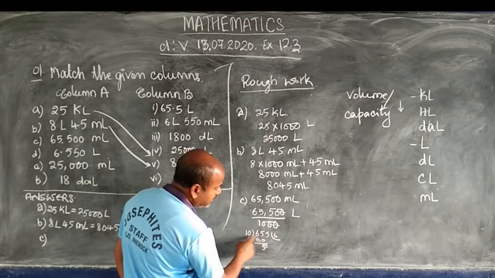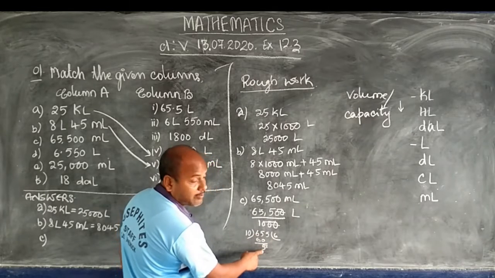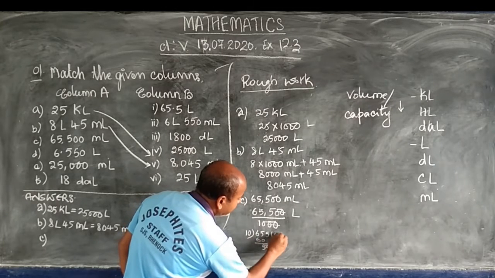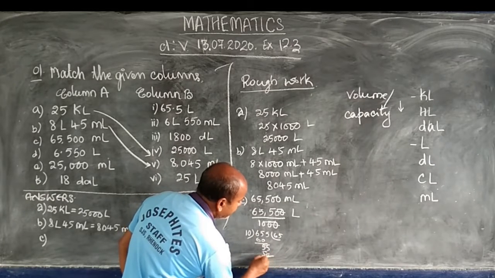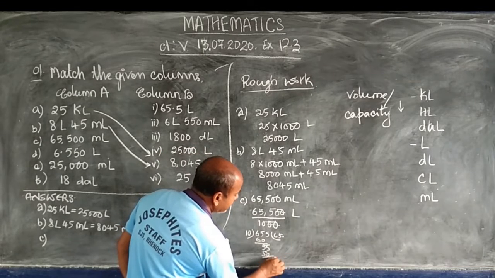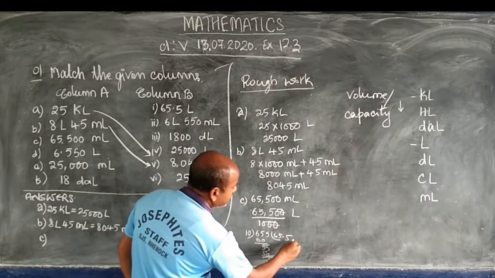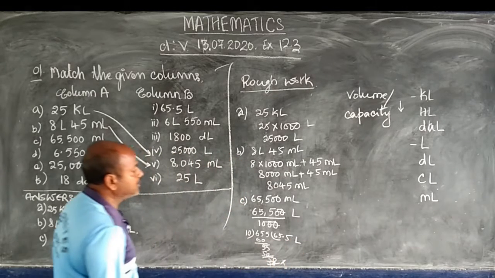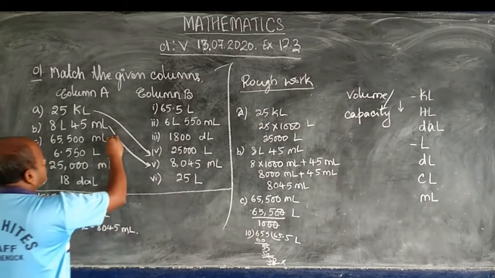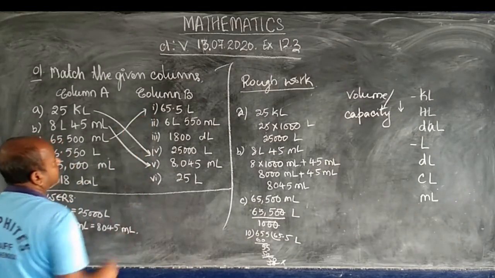So what you get is 10 6s are 60. 5 is the remainder, and this 5 you get here. And 10 5s are 50. 5 is the remainder. Put a decimal, you will get 0. 10 5s are 50. So this is 65.5 liter, which is here. So number 3, number C is here, 65.5 liter.